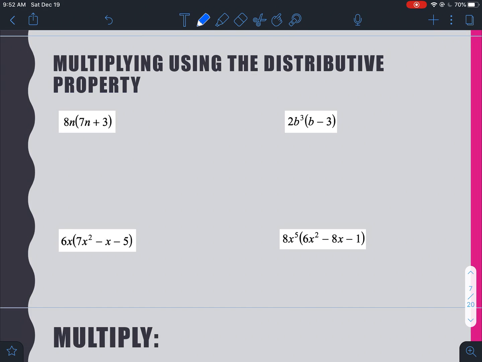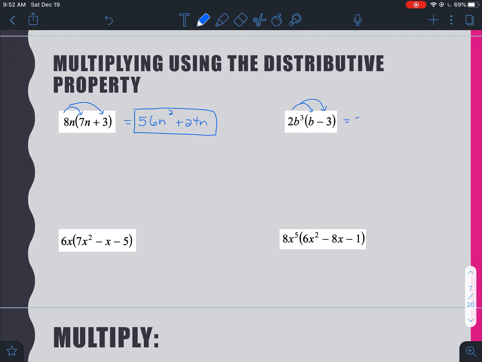We can also use the distributive property to multiply a monomial times a polynomial, so a binomial, a trinomial, etc. So you just distribute it in, and it's like taking a monomial times a monomial one at a time. So 8n times 7n, 8 times 7 is 56, and n times n would be n squared. 8n times 3 is 24n. So that's just going to become 56n to the 2nd plus 24n.